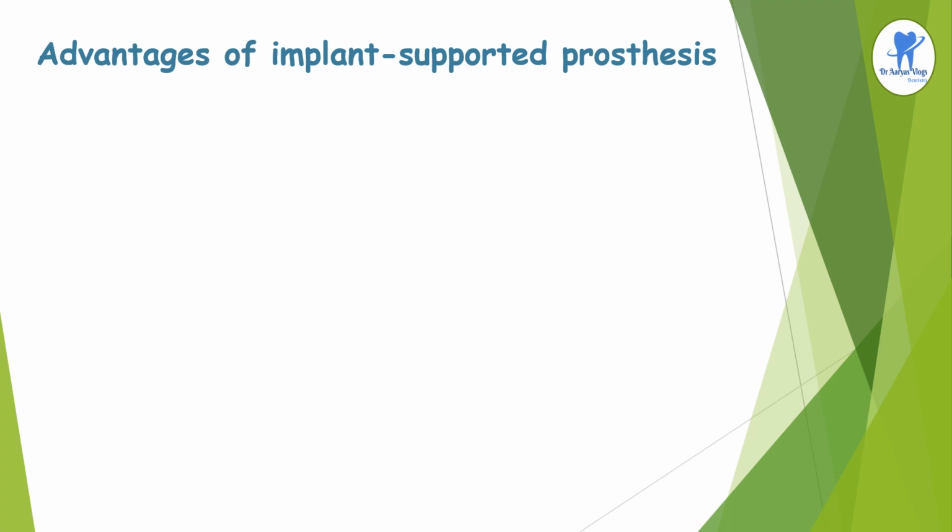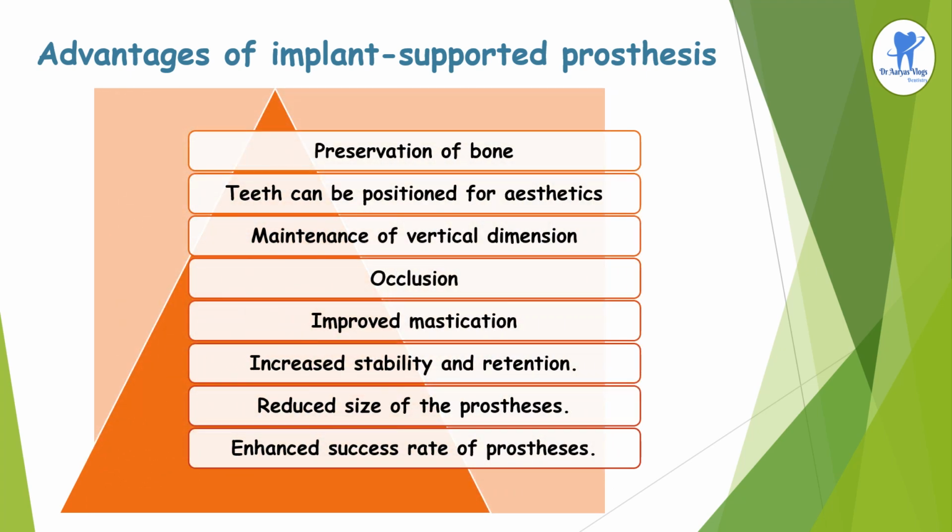So what are the advantages of the implant supported prosthesis? First one is preservation of bone. The placement of an implant will ensure that the bone level is maintained in that region. The teeth can be positioned for aesthetics. With an implant, the teeth can be positioned where the natural teeth existed rather than in the neutral zones for stability as dictated by traditional dentures. Then the vertical dimension is maintained. Loss of vertical dimension occurs due to wear and bone resorption with conventional complete dentures. But implant dentures can maintain this vertical dimension as bone resorption is minimal.